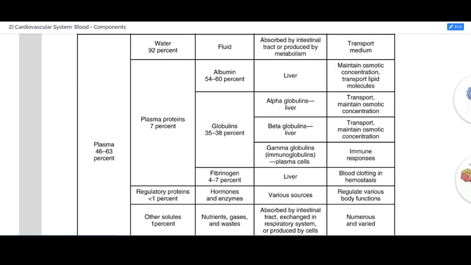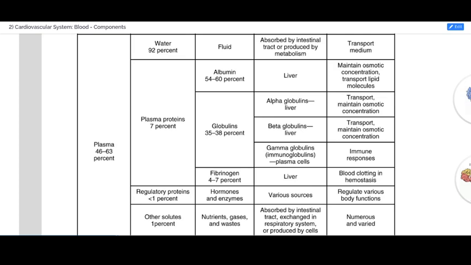Fibrinogen is the major fibrous protein in the blood that's related to blood clotting, and we'll talk about clotting separately in another section of the presentation. Now, a little bit of a word about some of the other solutes. They're small molecules, nutrients, gases, and wastes, as the table here says.